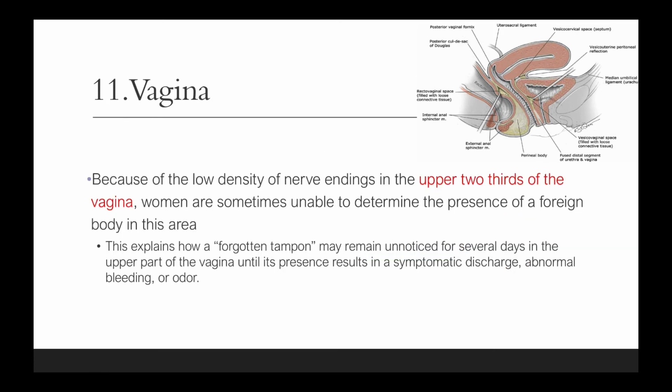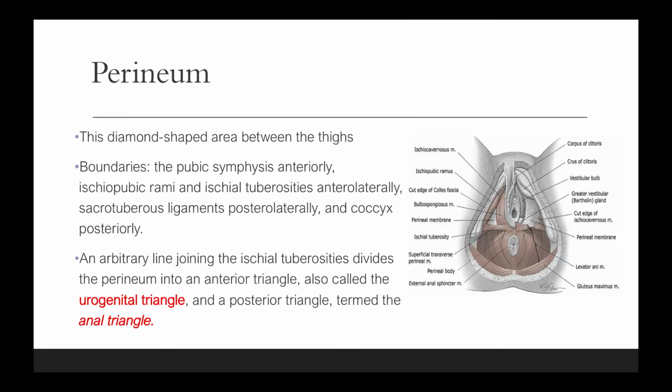Because of the low density of nerve endings in the upper two-thirds of the vagina, so this will be the upper two-thirds of the vagina that lacks nerve endings, women are sometimes unable to determine the presence of a foreign body in this area. Now, this explains how a forgotten tampon may remain unnoticed for several days in the upper part of the vagina until its presence results in a symptomatic discharge or abnormal bleeding or odor.